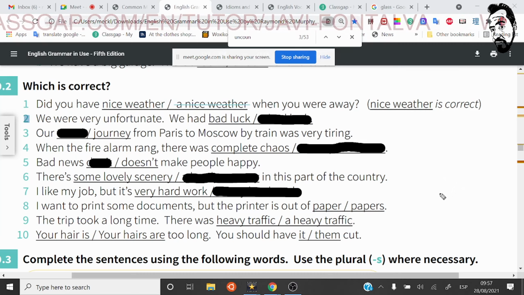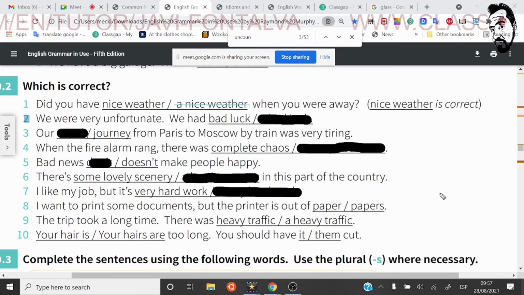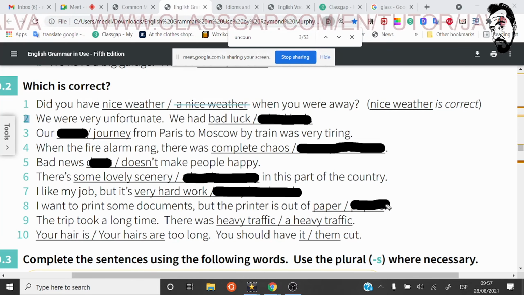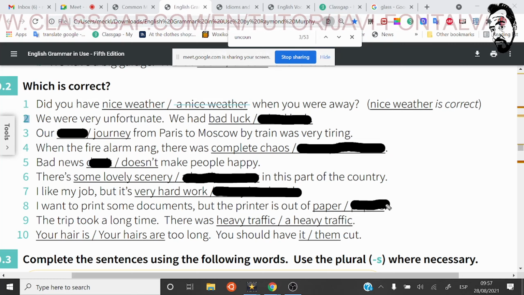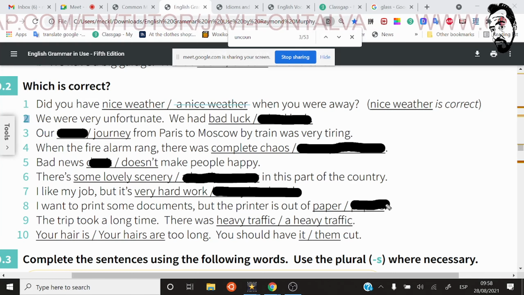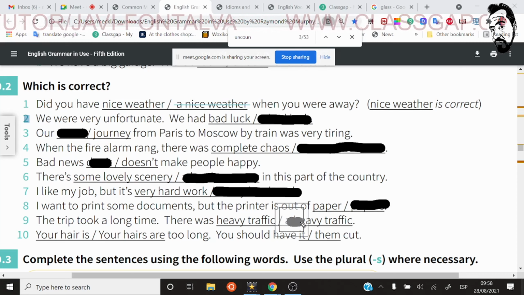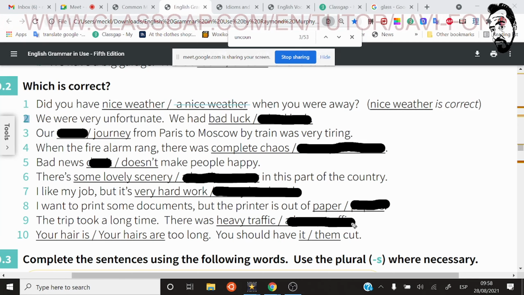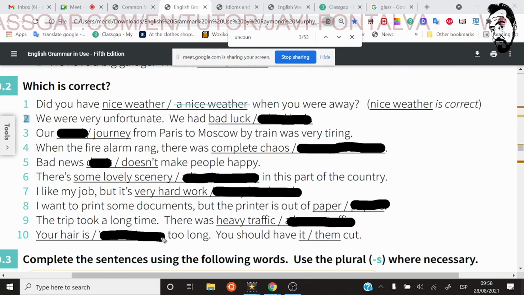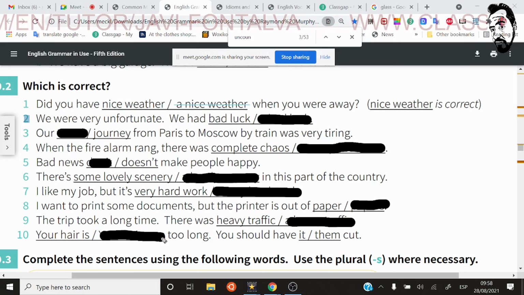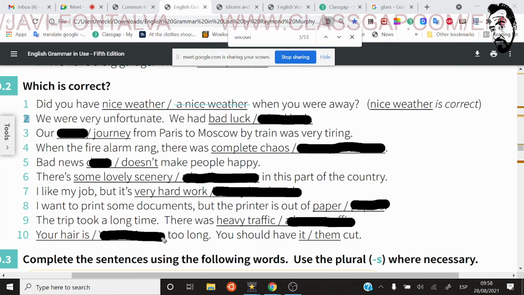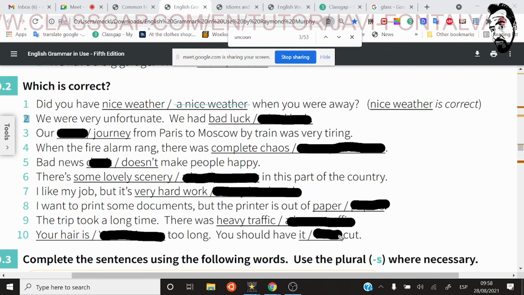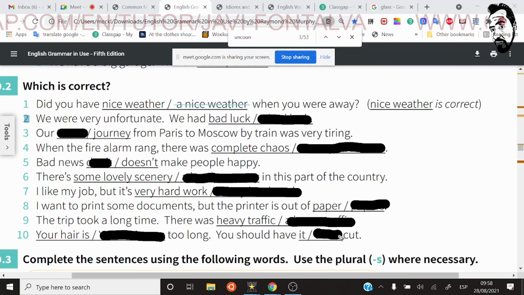I want to print some documents, but the printer is out of paper. Perfect. And nine? The trip took a long time. There was heavy traffic. Heavy traffic. Ten. Your hair is too long. Yes, your hair is too long. You should have it cut. Okay, you should have it cut. All right.